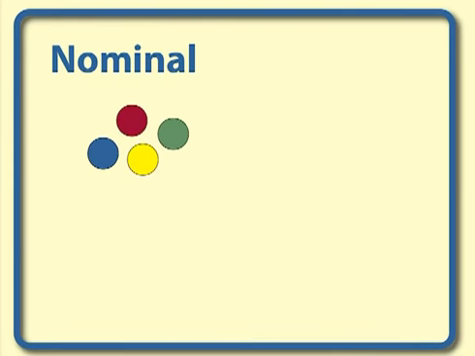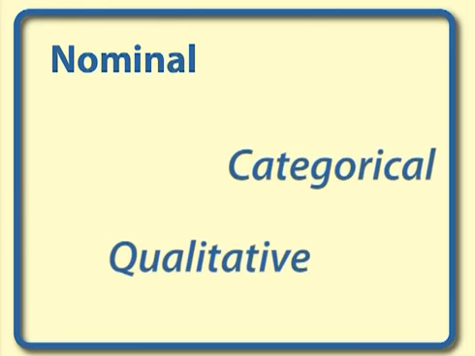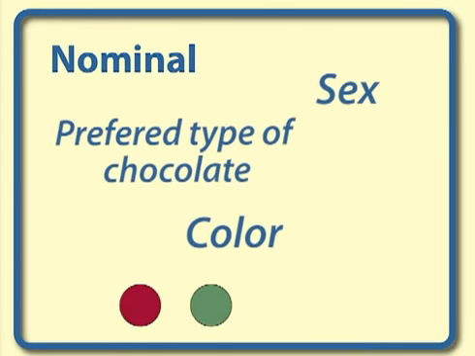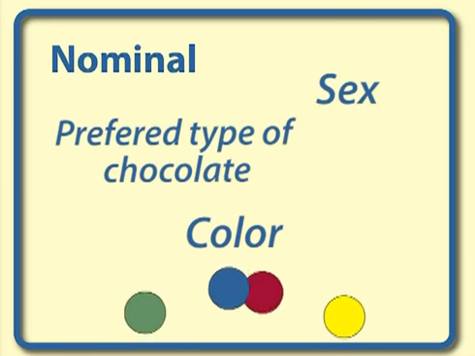The nominal level is the most basic level of measurement. Nominal is also known as categorical or qualitative. Examples of nominal variables are sex, preferred type of chocolate, and colour. These are descriptions or labels with no sense of order.